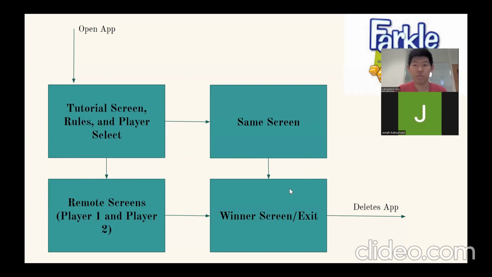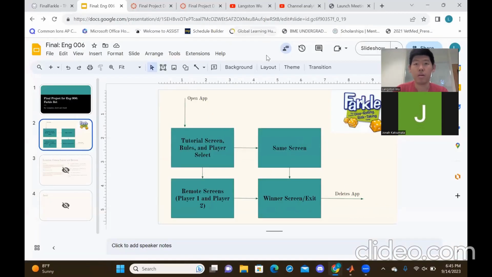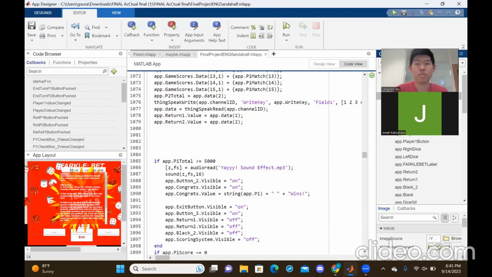Once someone reaches 5,000 points within their game, the winner screen will pop up, and then you will be asked to exit the app. You can also exit the app at any time. Let us run the code for the first time.